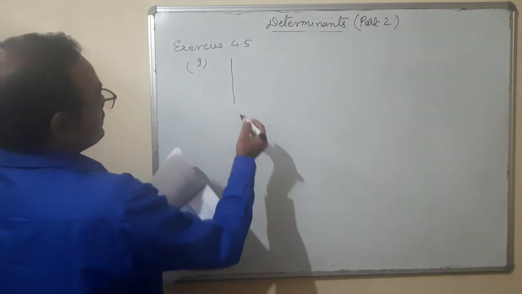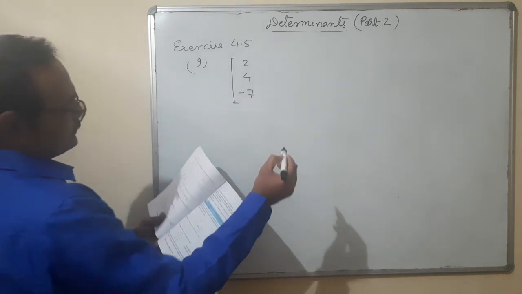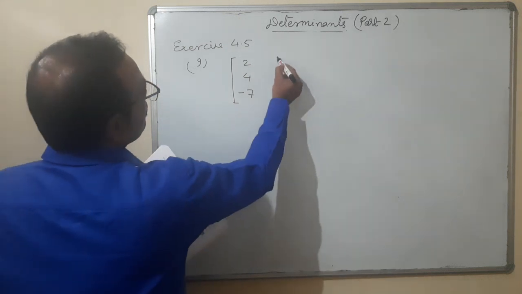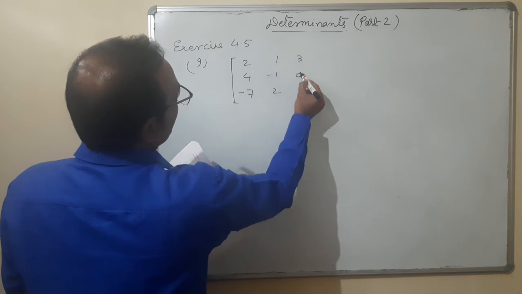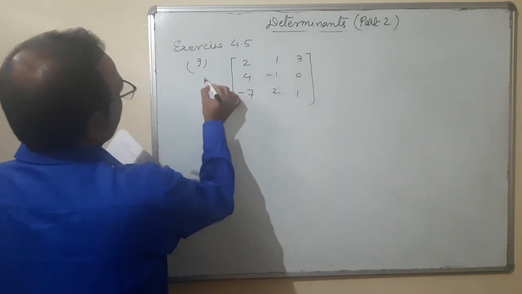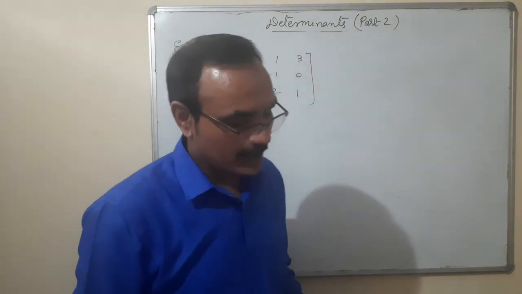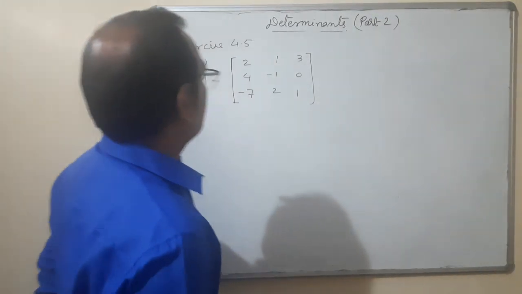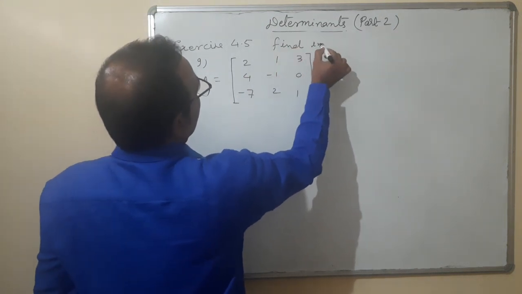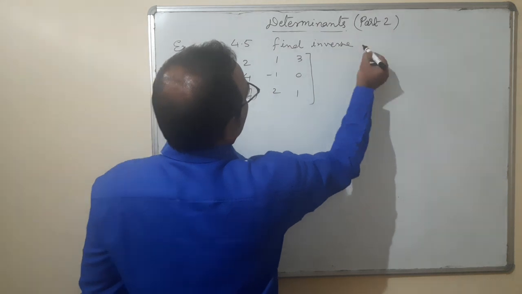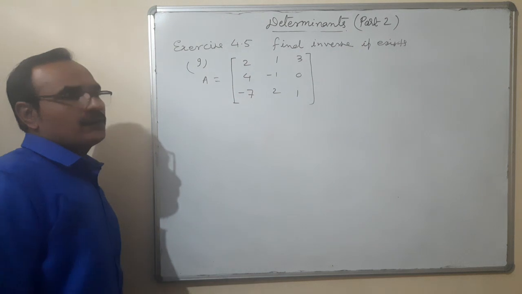The matrix is 2, 4, minus 7; 1, minus 1, 2; and 3, 0, 1. Let A be equal to this. The question is: find the inverse if it exists. Okay, find the inverse if it exists.